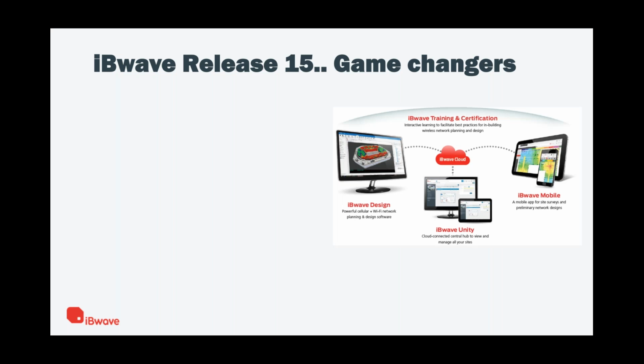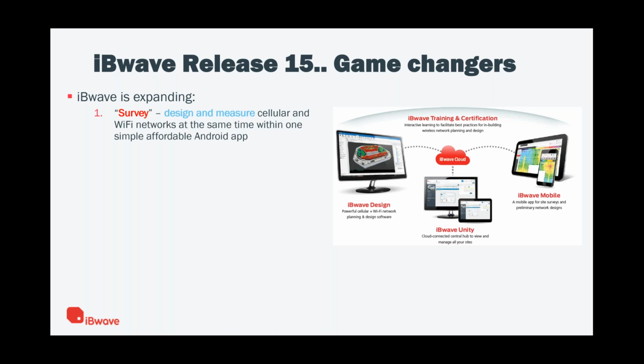The reason I wanted to take a few minutes before we go into the mobile survey demonstration is that Release 15, which came out last month, is a game changer. Traditionally, iBwave has had three main products for the wireless sector: Design, Mobile, and Unity. In this release, we've come outside this box and decided to expand our product portfolio. Here are a few of the new products that have come out. If you're interested in any of them, just let us know. We'll focus on survey today, but other products are available also.